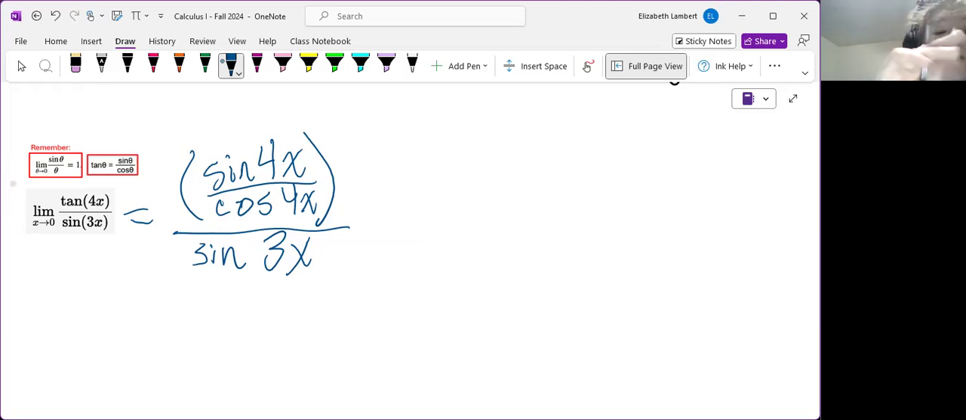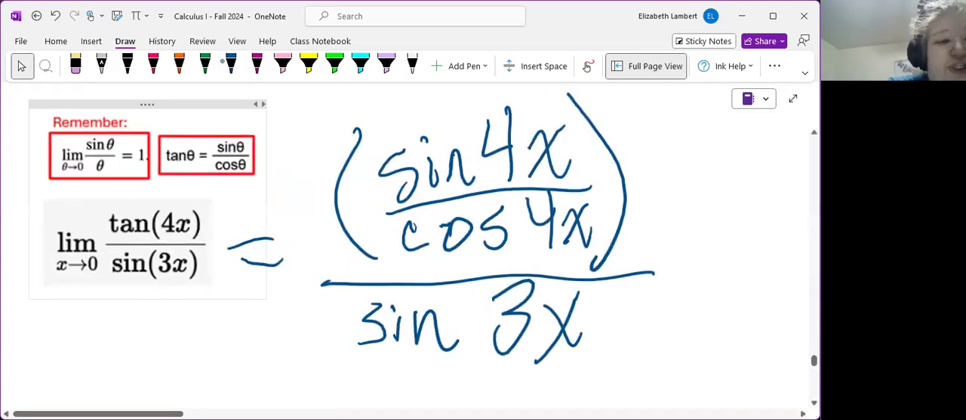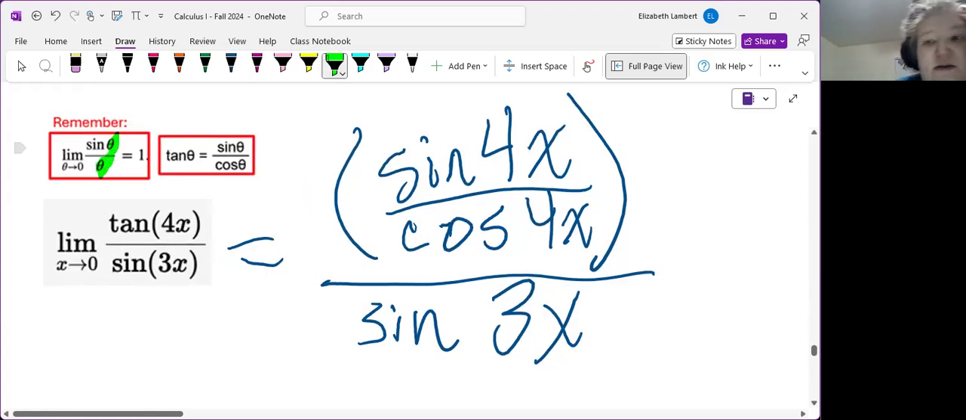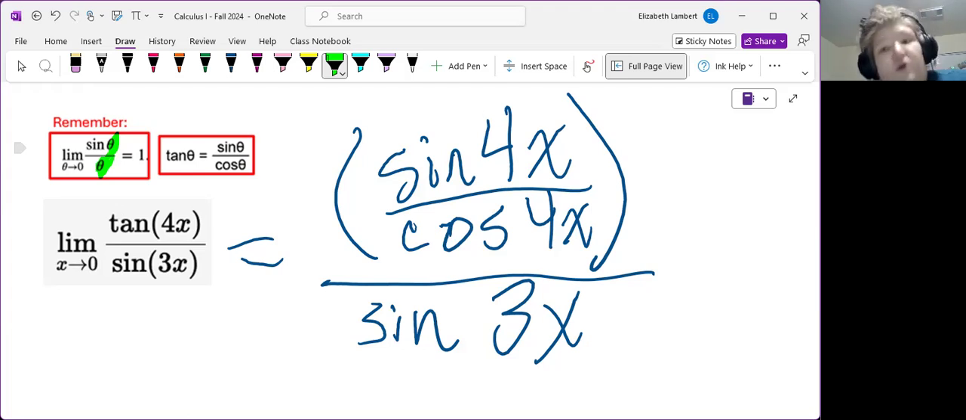So remember, we're looking at sine of thing over same thing. That's one of the ways to interpret our sine theta over theta: those thetas are placeholders. I can put anything I want there, as long as the limit of that thing goes to 0, then sine of that thing over that thing goes to 1.